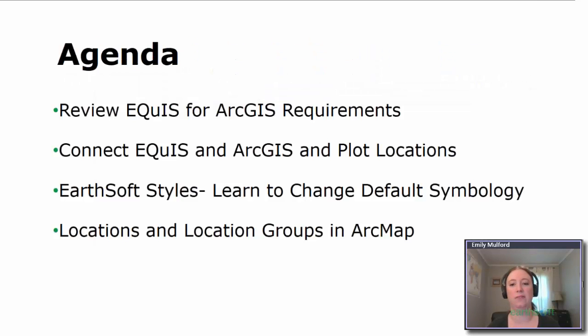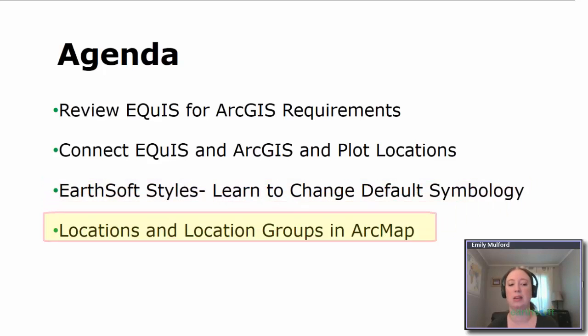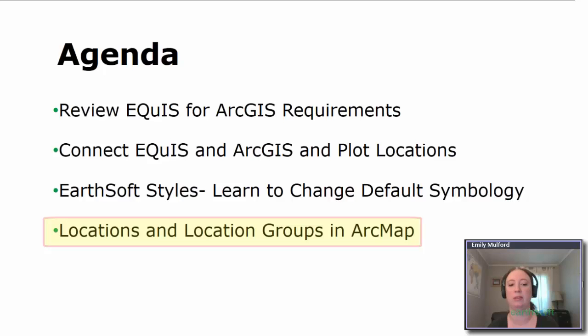And so the first thing I really want to do is talk a little bit in these slides about reviewing the EQuIS for ArcGIS requirements. Then we will actually do a bit of a demo where I'll connect EQuIS and ArcGIS and plot some locations and add a base map and all kinds of good stuff. Then we'll talk a little bit about the EarthSoft styles and how you can change default symbology pretty easily within ArcMap. And then at the very end, we'll talk a little bit more about locations and location groups and how you can actually add those via ArcGIS.